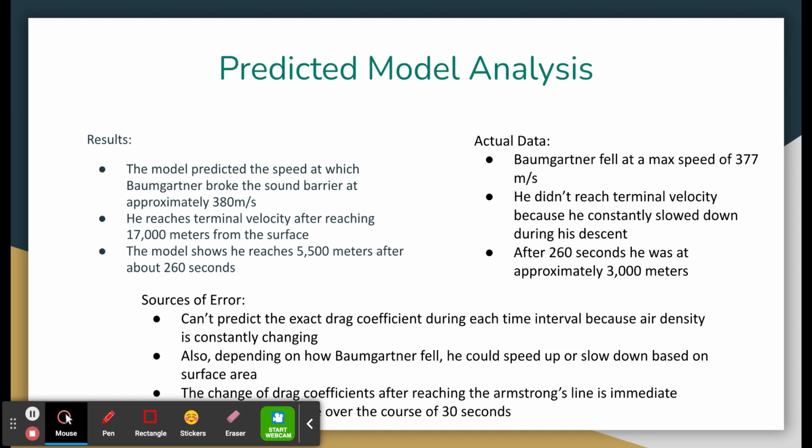Now, there are some sources of error because we do know that we can't calculate the exact drag coefficient at every interval because we would need to update the density at every point. And then we also know that he could be falling faster or slower based on his surface area, and we didn't really know how to change the Armstrong line over a longer period of time, so it was very instantaneous, which is not supposed to be how it is. Now, the actual data is here, and for the most part, it was the same, besides that his terminal velocity should not have been reached, and that's just due to us not being able to change the air density constantly.